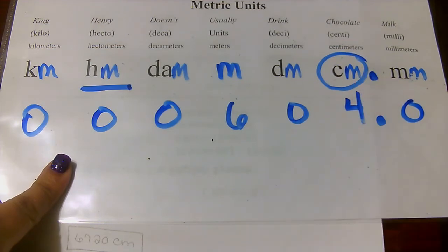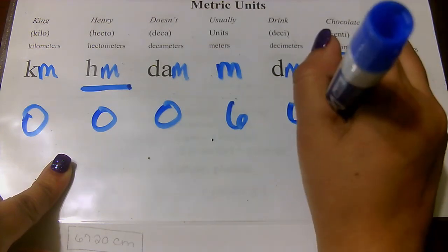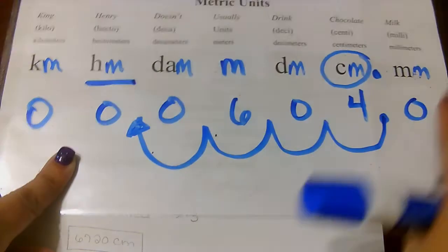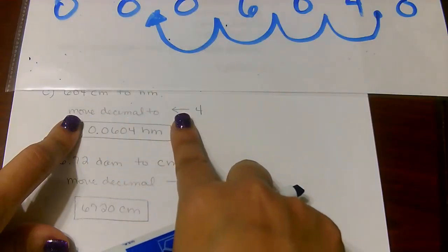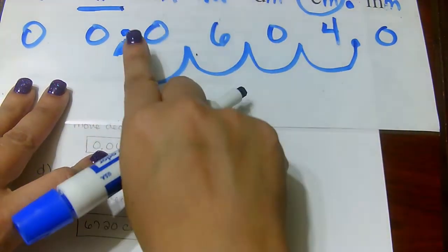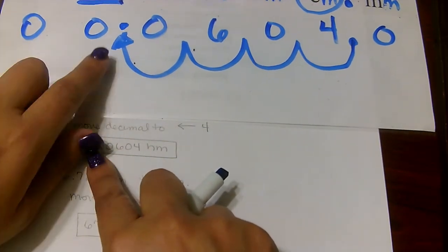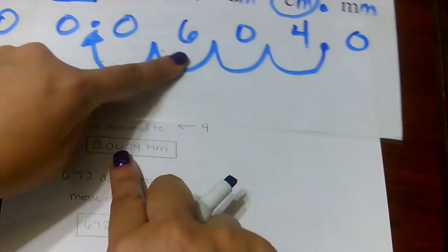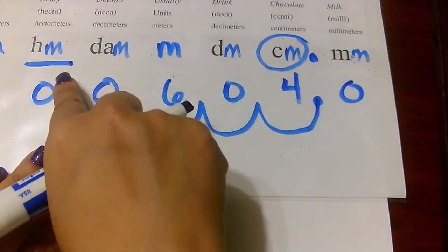So I'm starting with the centimeters, so I'm going to go ahead and start here, and I'm going to count each one. So 1, 2, 3, 4. We are moving our decimal place 4 units to the left. I put move decimal 4 spaces to the left. Now we move the decimal to right there. Okay. Because we have 2 zeros here, we only need to indicate 1. So I have 0, the decimal place, 0, 6, 0, 4. Okay. And then we can go ahead and change it to hectometers.